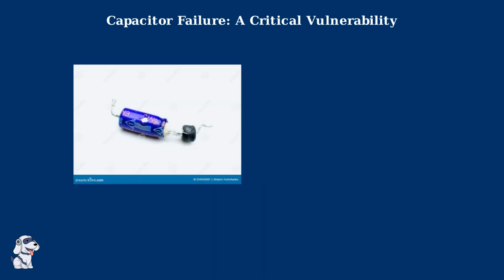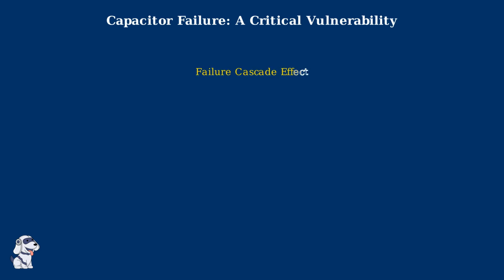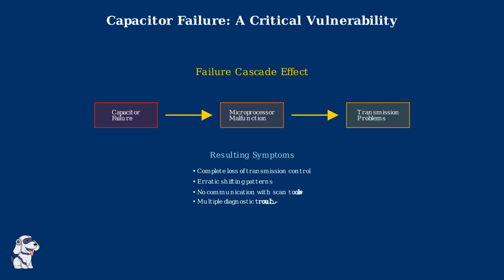This image shows a typical failed capacitor from an affected TEHCM. Notice the physical damage, including holes in the casing and frayed edges. These failures result in electrolyte leakage and complete loss of voltage regulation capability. When the capacitor fails, it creates a cascade effect. The failed capacitor disrupts power regulation to the microprocessor, causing it to malfunction. This microprocessor failure then leads to complete loss of transmission control and a range of serious symptoms.